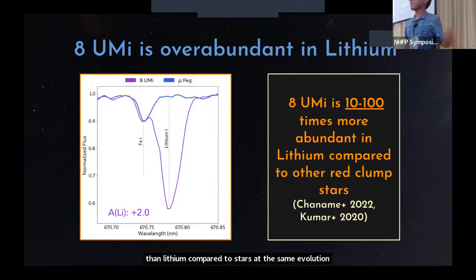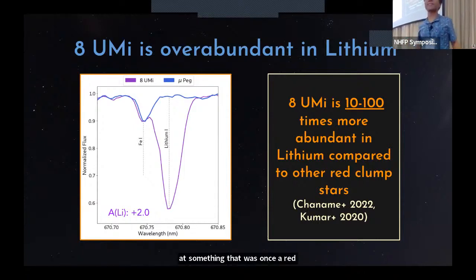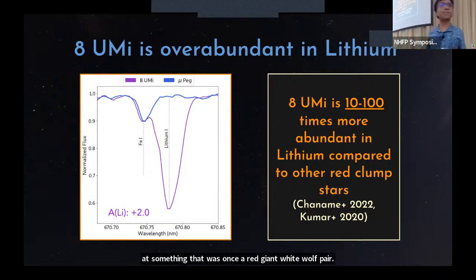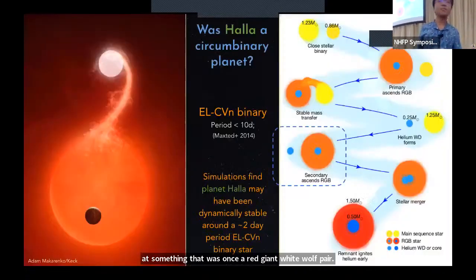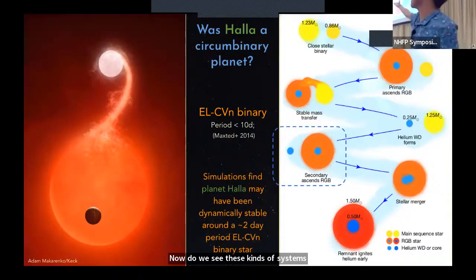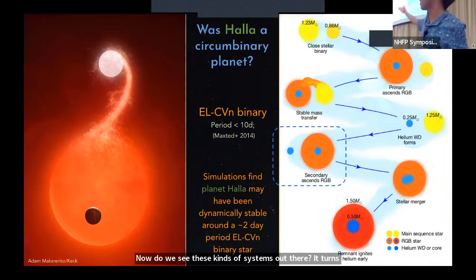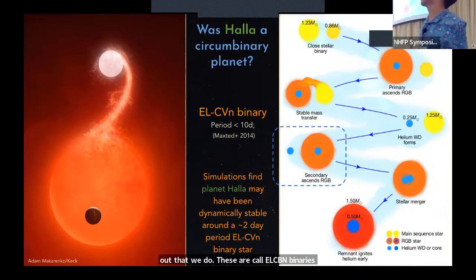So combined with this information, we could be looking at something that was once a red giant white dwarf pair. Now, do we see these kinds of systems out there? It turns out that we do. These are called ELCVN binaries. These comprise a red giant orbiting a white dwarf at a very short period, less than 10 days.